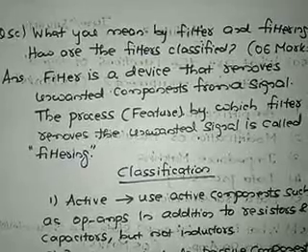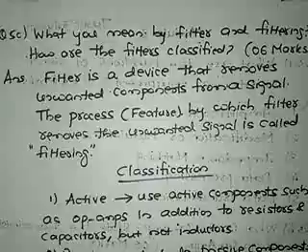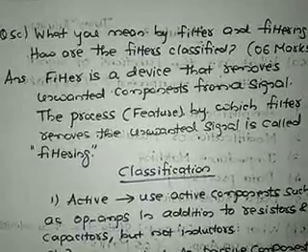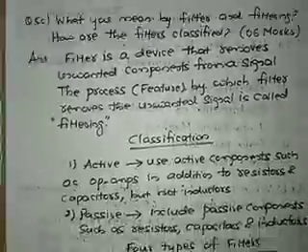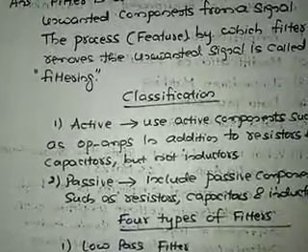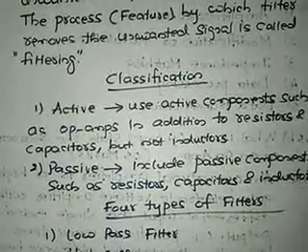A filter is a device that removes unwanted components from the signal. The process or the feature by which the unwanted components are removed from the signal is called filtering. Next, classification of filters. Filters are mainly classified as active filters and passive filters. This is one type of classification.